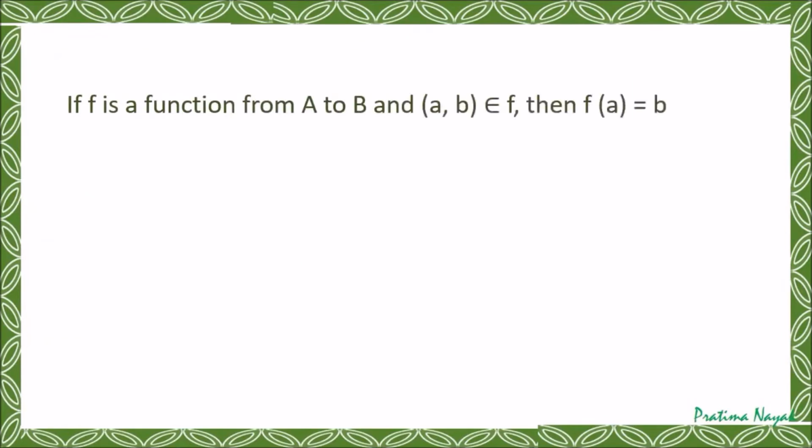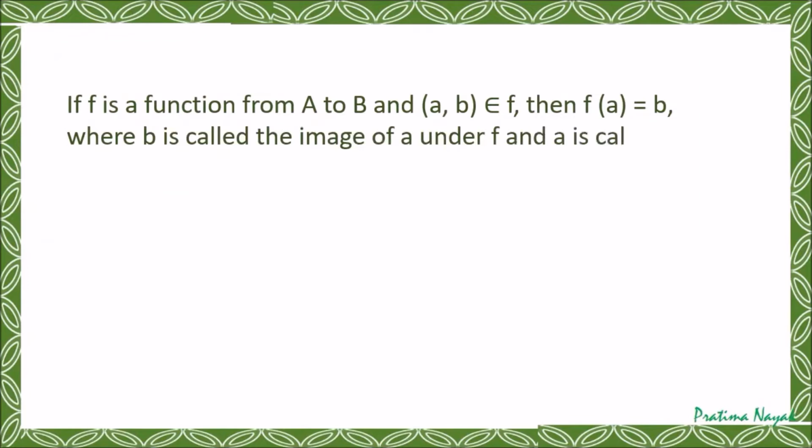If f is a function from set A to set B and (a, b) is an ordered pair which belongs to the function, then we write f of a is b. B is called the image under function f and a is called the pre-image. A is your pre-image and b will be the image.